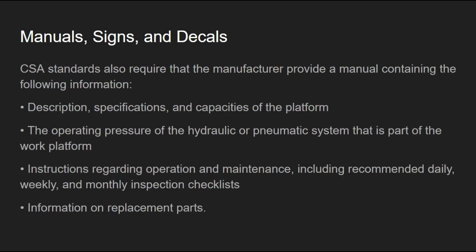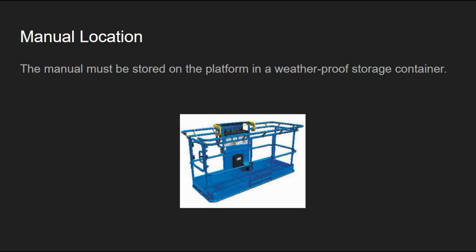CSA standards also require that the manufacturer provide a manual containing the following information: the description, specifications, and capacities of the platform, the operating pressure of the hydraulic or pneumatic system that is part of the work platform, instructions regarding operation and maintenance, including recommended daily, weekly, and monthly inspection checklists, information on replacement parts. The manual must be stored on the platform in a weatherproof storage container.